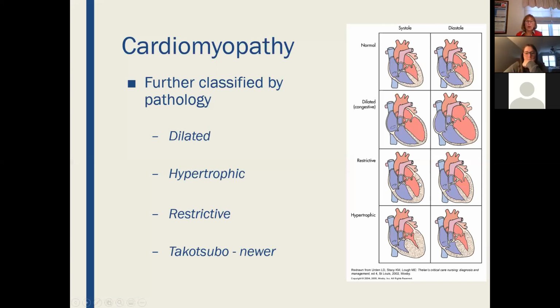Takotsubo is a newer cardiomyopathic term, maybe 20 or 25 years old, that they throw around, and it's named for the person who picked it up. He found that people who experience horrible grief or some major event in their lives can go through what appears to be a cardiomyopathic episode, but it resolves after they're over the trauma or the death or whatever tragedy they're experiencing. It's rare, you don't see it often, but it is an accepted phenomenon worldwide.